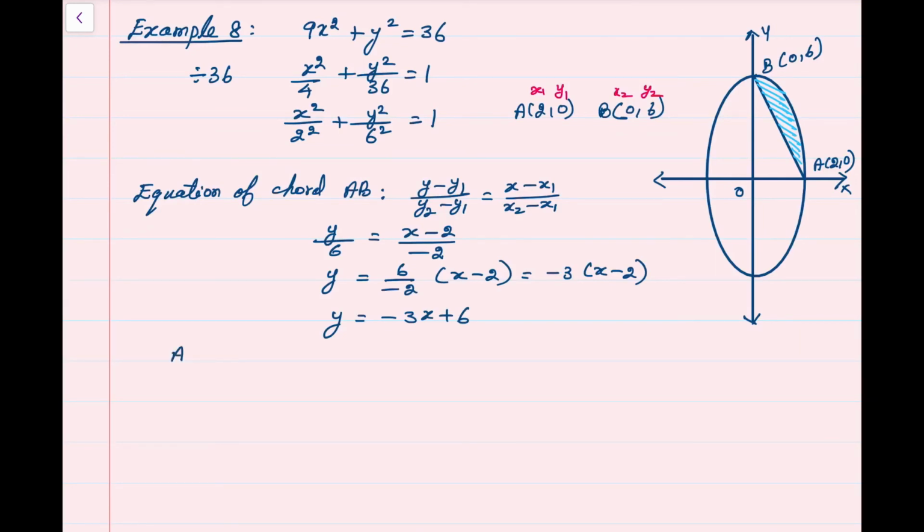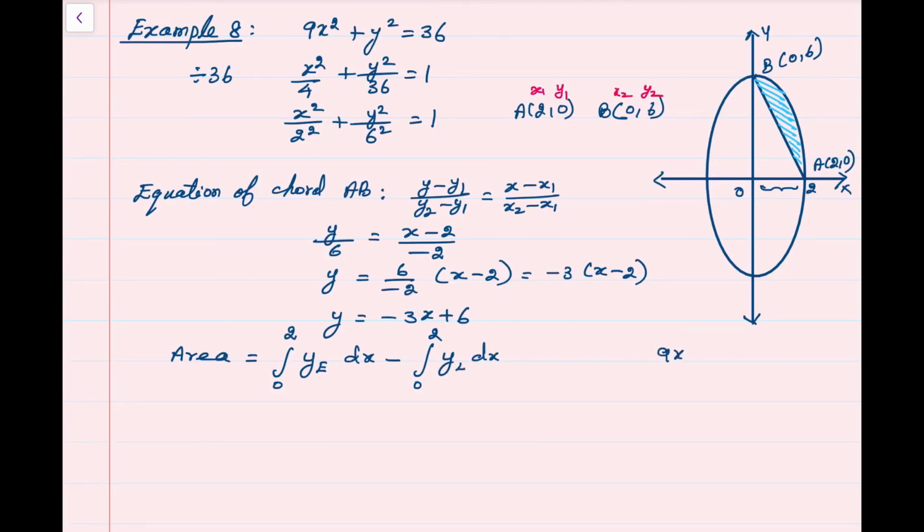Now we will find the area. Area is between two curves, so we have to do upper curve minus lower curve. We will do integration with respect to the variable x. For both the curves, the limits are 0 to 2. Therefore, integral 0 to 2 of upper curve, which is the ellipse, dx, minus integral 0 to 2 of lower curve, which is the line, dx.